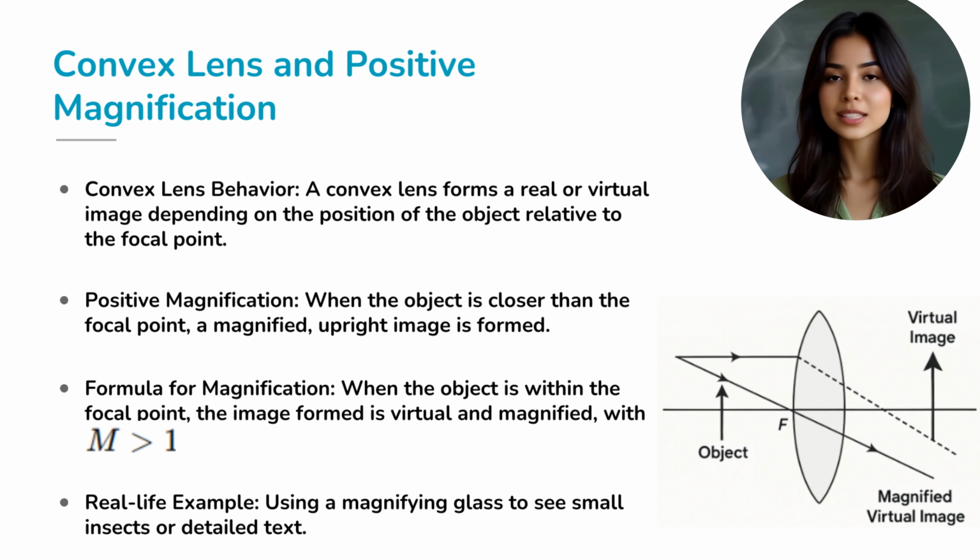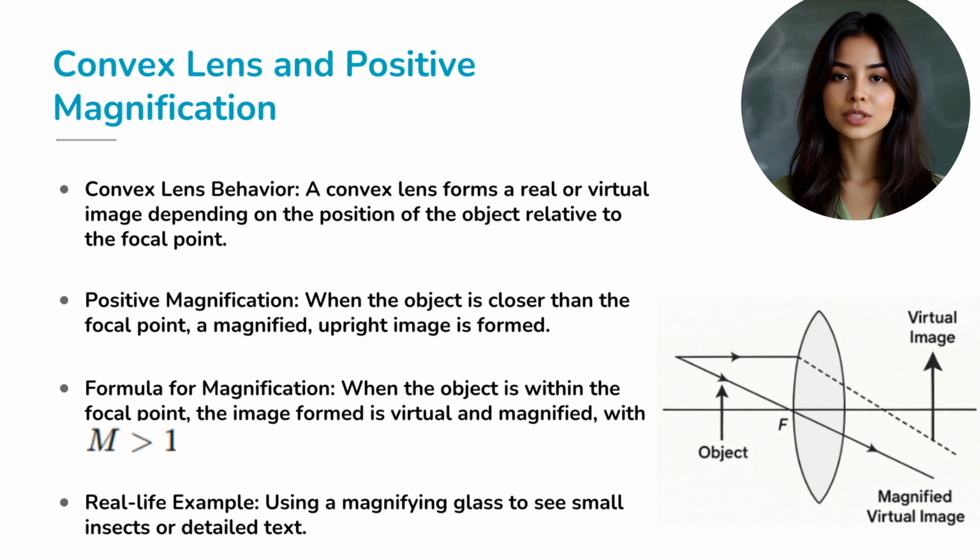A convex lens can actually form two kinds of images depending on where the object is placed. If the object is far away, beyond the focal point, the lens forms a real and inverted image. But if the object is placed closer to the lens than the focal point, something interesting happens: the image becomes magnified and upright. In physics terms, this is called positive magnification.